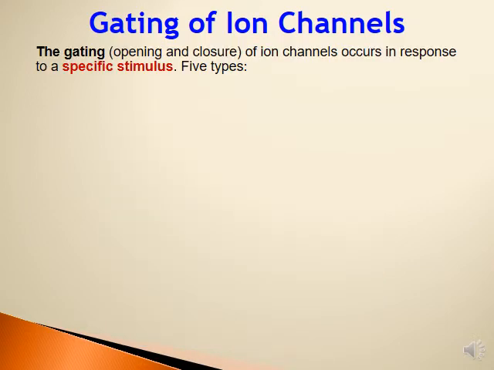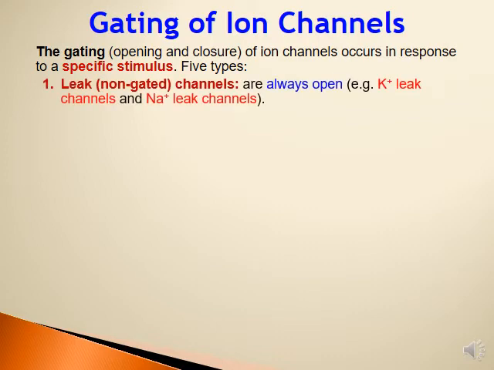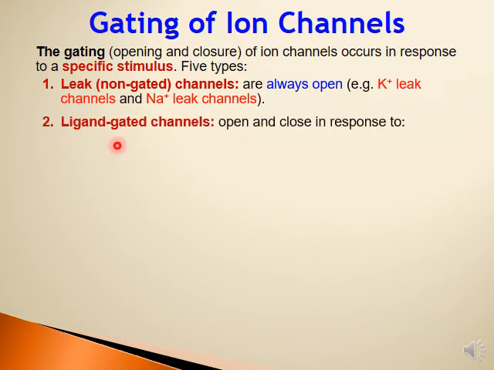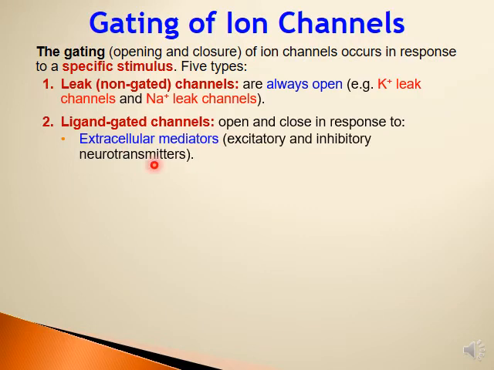So the gating, which is opening and closure of ion channels, occurs in response to specific stimuli. At least we have four types. We have leak, non-gated channels that are always open. These are potassium leak channels, and also we have sodium leak channels. But potassium leak channels are the most abundant in our cells. Then we have the ligand-gated channels that open and close in response to extracellular mediators like acetylcholine or other inhibitory neurotransmitters. We have ligand-gated ion channels that respond to intracellular ligands like calcium and ATP.